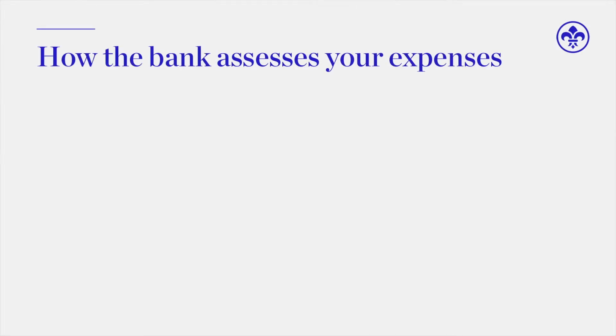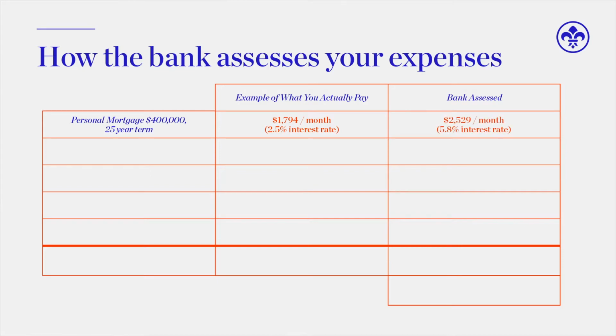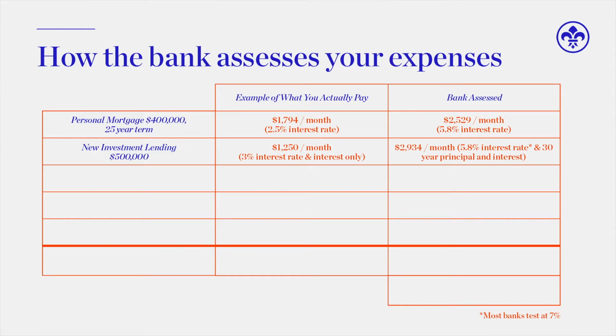Now, when the bank's looking at expenses, some of the things that they take into consideration is your existing loans at the existing term, but at the current servicing test rate. So even if you're fixed at 2.5%, they're going to use the current 5.8, for example, test rate, and at the 25 term that you're paying it on. Then they'll look at things like your new lending at 30-year P&I term, even if it's going to be interest only, and again at that servicing test rate.